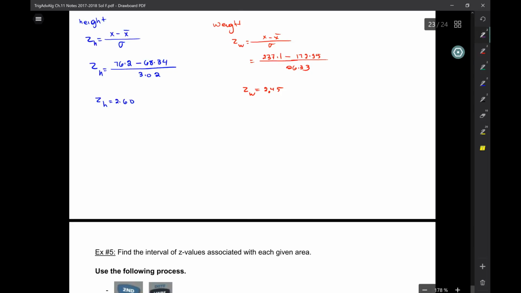So this has a higher z-score. So the 76.2 inch man, well, he's not more unusual. His height is more unusual, right? We don't want to diss the guy. Okay, and that's just statistically speaking.